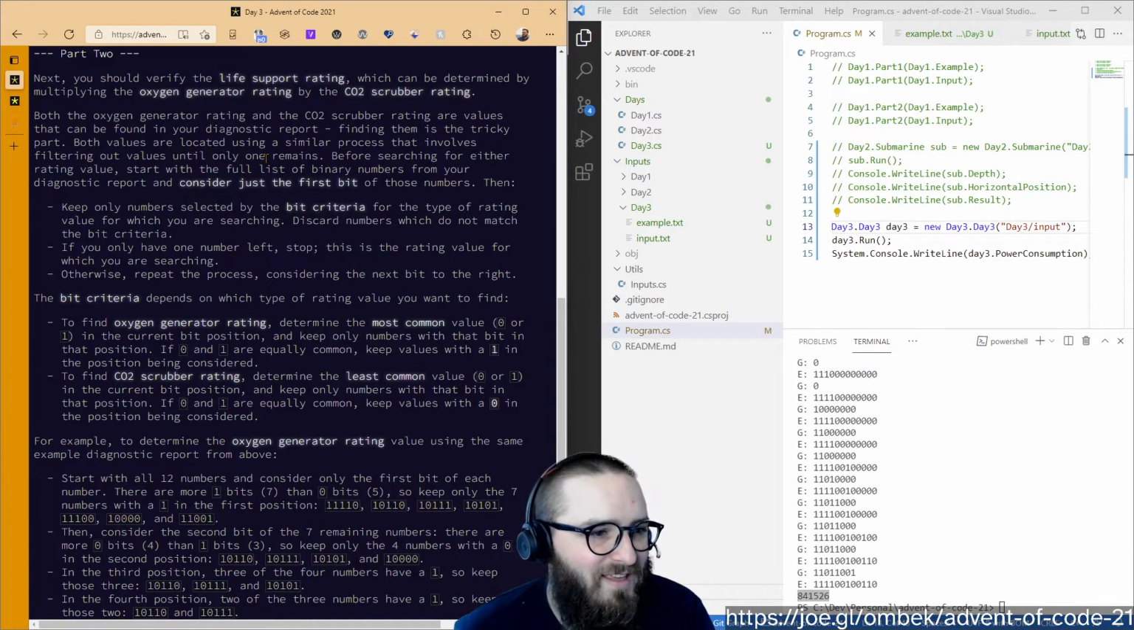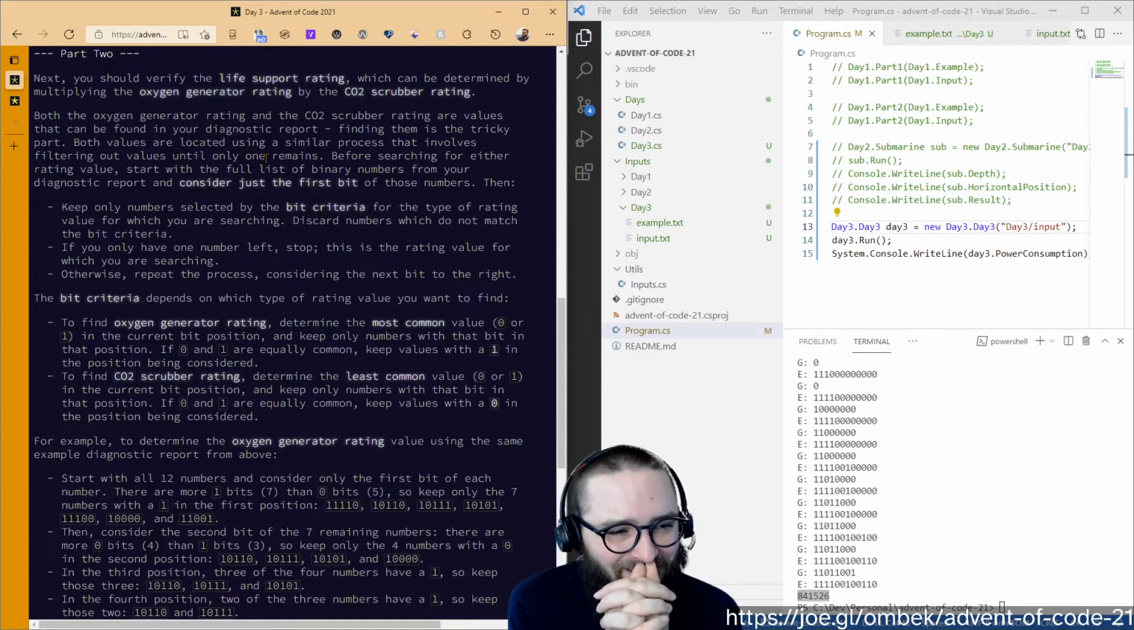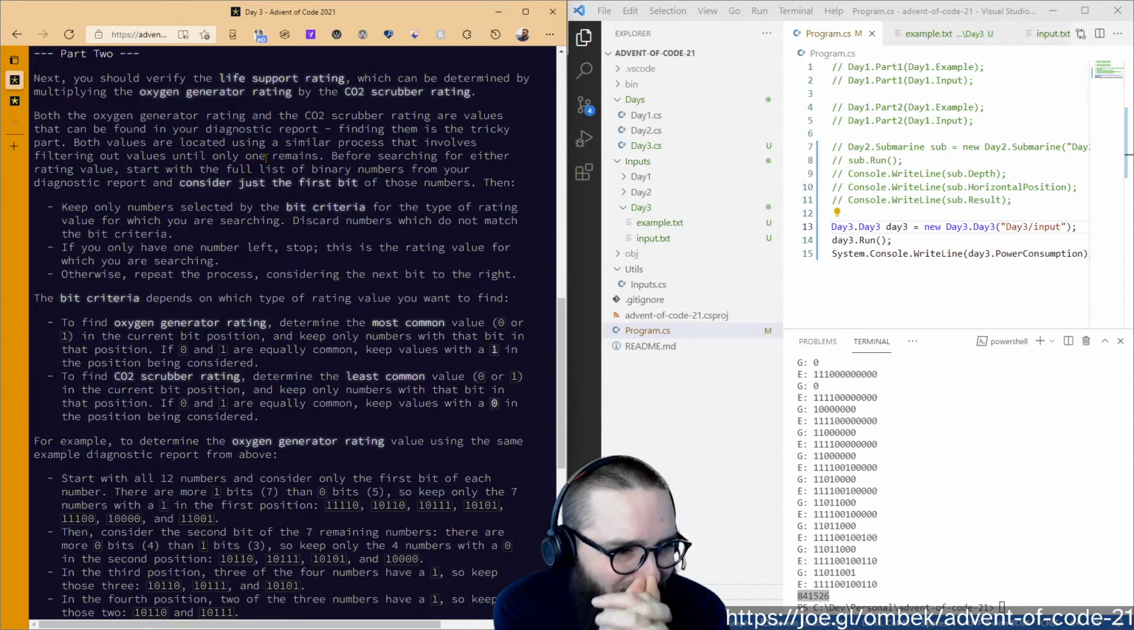Before searching for either rating value, start with the full list of binary numbers from your diagnostic report and consider just the first bit of those numbers. Then, keep only numbers selected by the bit criteria for the first type of rating value for which you are searching. Discard numbers which do not match the bit criteria. If you only have one number left, stop. This is the rating value for which you are searching. Otherwise, repeat the process, considering the next bit to the right.